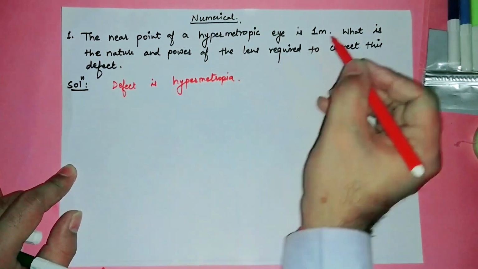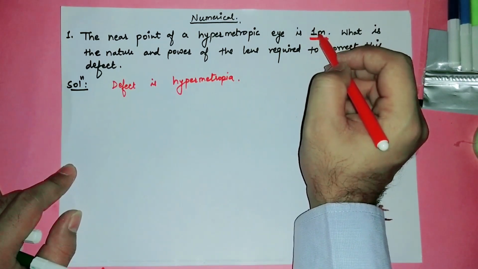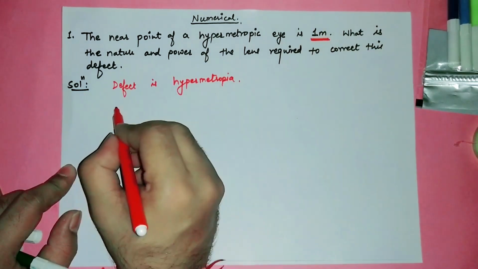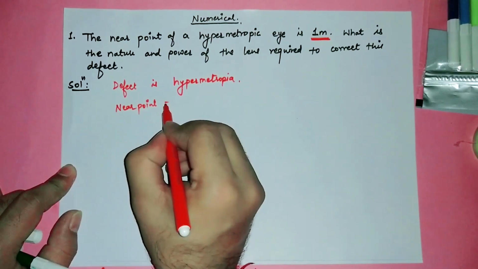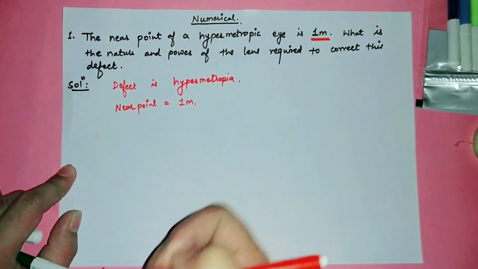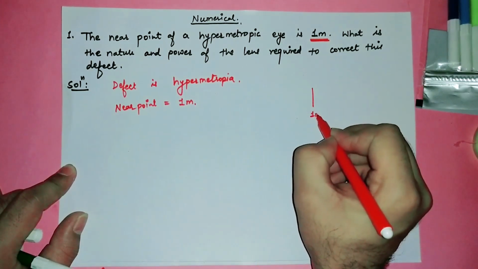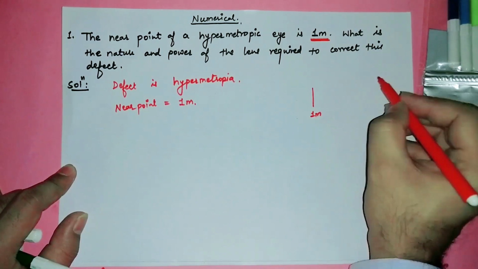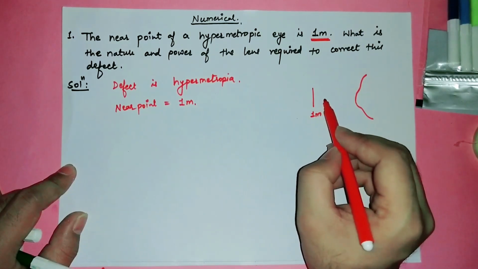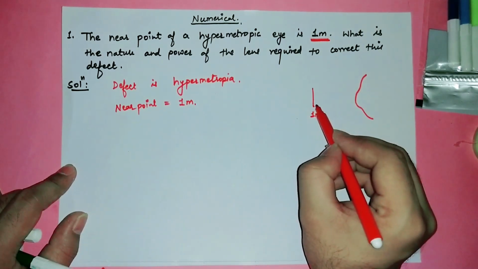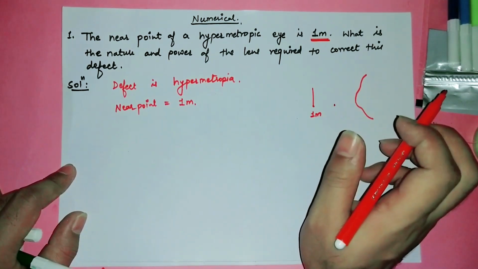He or she can see up to 1 meter, which means our near point is equal to 1 meter. Clear? Up to 1 meter the hypermetropic eye can see, but if any object is placed before 1 meter, he or she can't see the object.